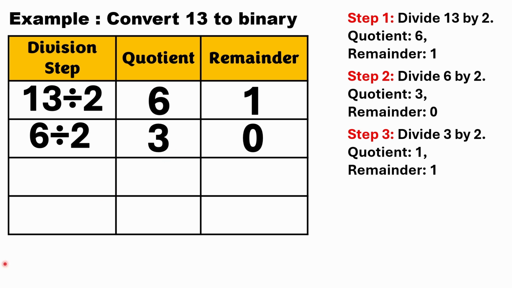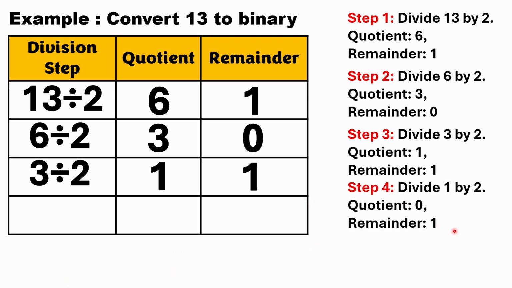Okay, so we have 3 divided by 2. The quotient is 1 and we have remainder 1. The next step is step number 4, divide 1 by 2. So we have 1 divided by 2 equals 0. Okay, the quotient is 0 and write remainder 1.